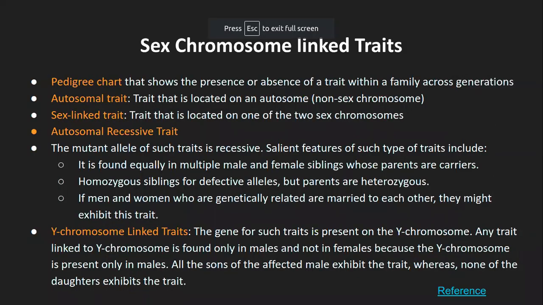Okay, so then I assume you would know at least the basics of a pedigree chart, what it is and why it is used. That is just to show the different traits, how they are being passed down the generations in the same family structure. That is what the pedigree chart is about.